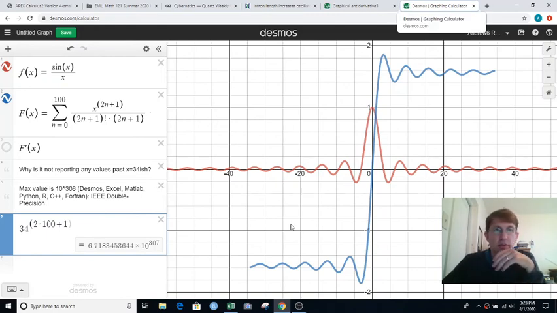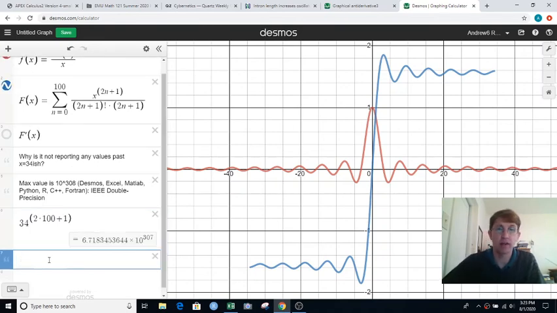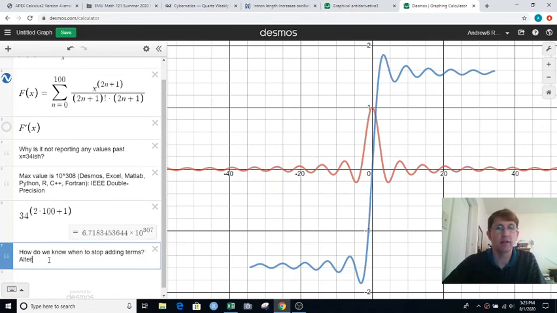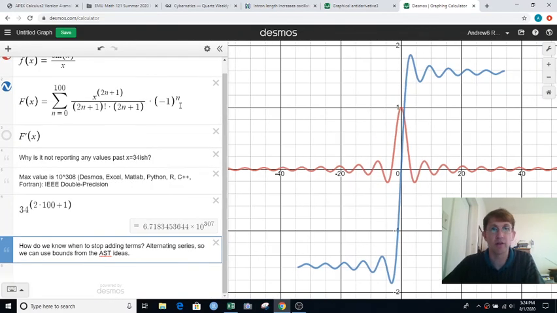So then this brings up the question of how do I know when to stop plotting? How do I know when to stop adding terms? Well, this is an alternating series, so we can use bounds from the alternating series test ideas. I forgot to show this is actually an alternating series because I do have a -1 to the n, just like I had with my paper and pencil work. It's just that I hadn't made that column wide enough to see it.